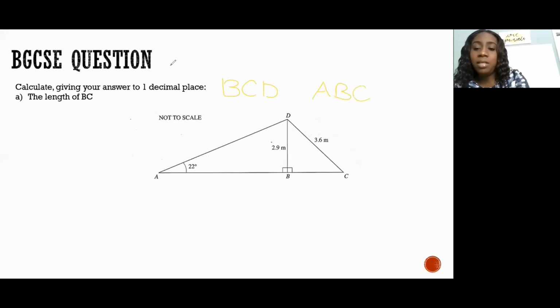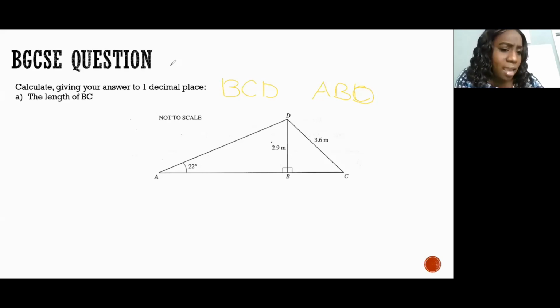So it's asking me to find BC. What triangle do you think I should use? I've almost always seen them give you a double right angle triangle, so you get two right angle triangles in each question. You need to know how to pick which triangle to focus on. Most of you are correct. We're going to focus on BCD because that triangle has BC in it.